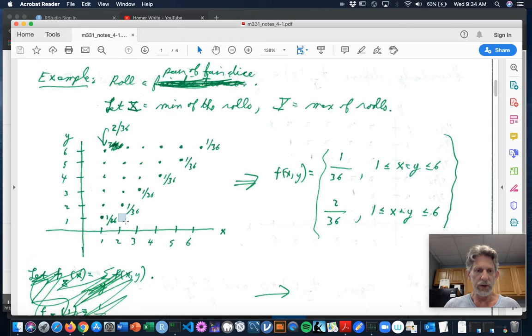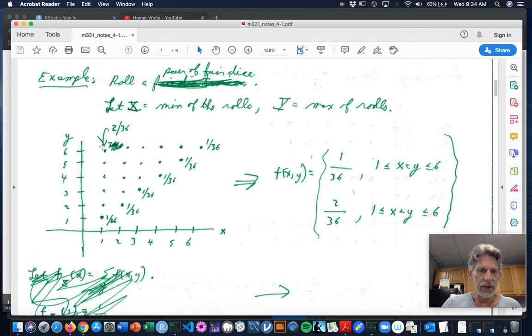Notice that the point (2, 1) is not in the sample space. You can't have your minimum be 2 and your maximum be 1. So you'll get things along this diagonal where your min and your max are the same number. And when you think about it, that means that both of the dice had to be that same number, and there's only one way out of 36 for that to happen. So 1 over 36 are the probabilities, the f values, that go with those points in the sample space.